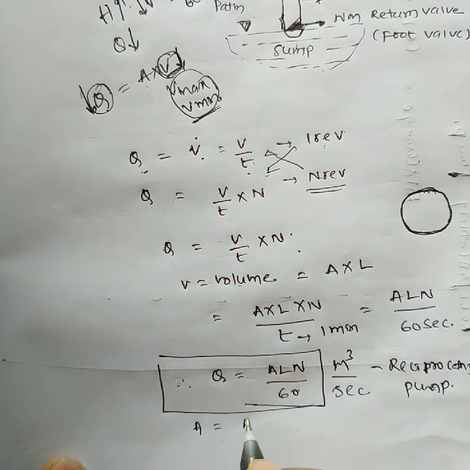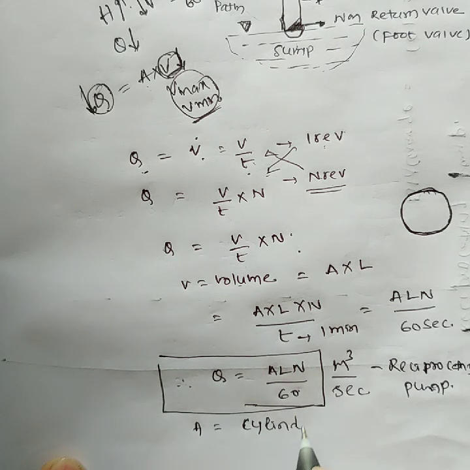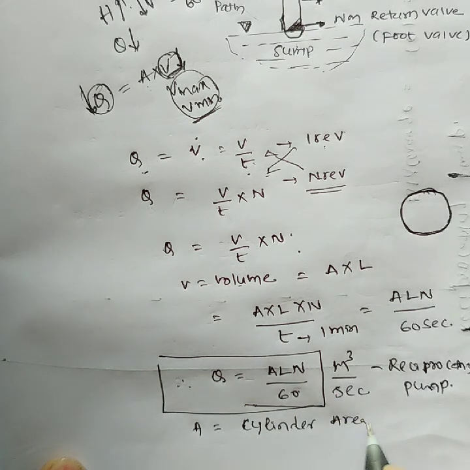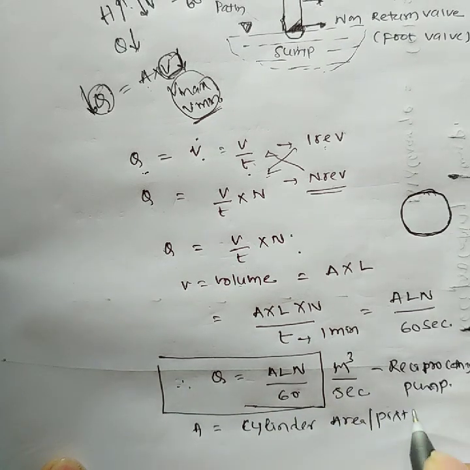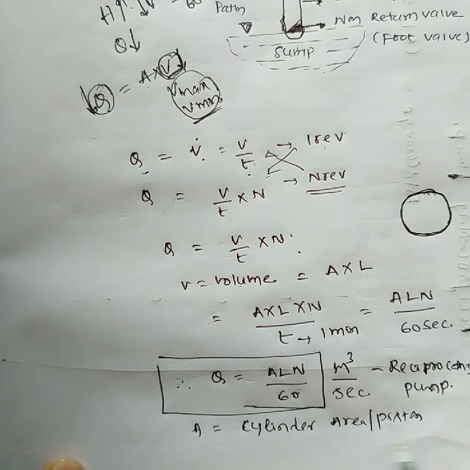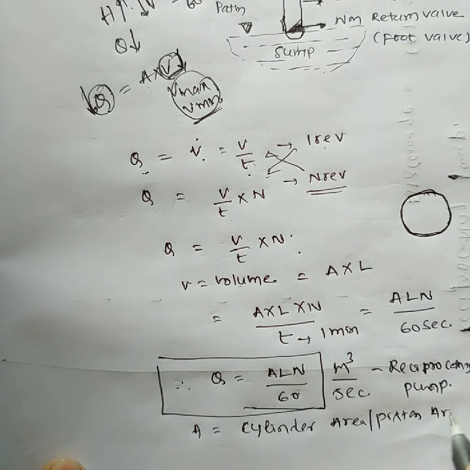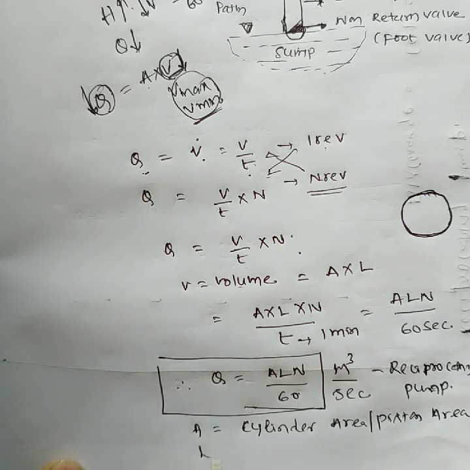A is the cylinder area, or it is the piston area. Both have more or less similar, small values. Piston area or cylinder area. What is L? L means it is the stroke length.